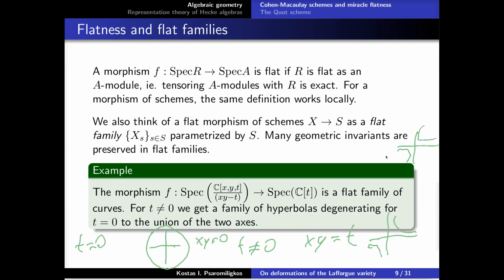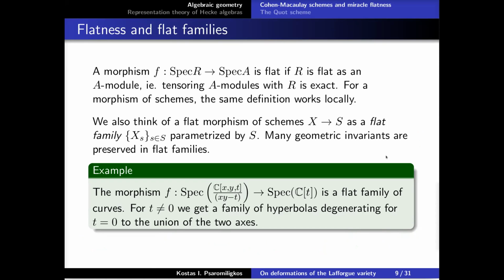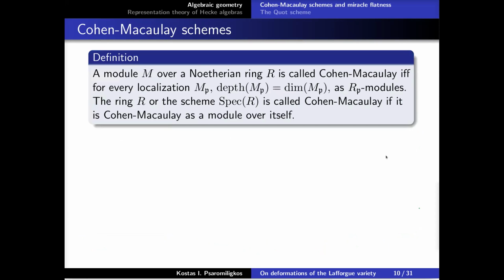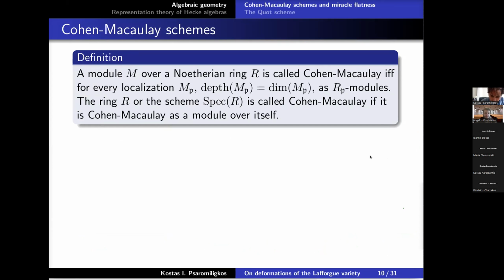Now, we will need to work a lot with flatness. So what I want to introduce is this notion of Cohen-Macaulay that we need for a very important theorem we'll see later, this miracle flatness. So we call a module Cohen-Macaulay if depth agrees with the dimension. So these are essentially two different notions of dimension in algebraic geometry.